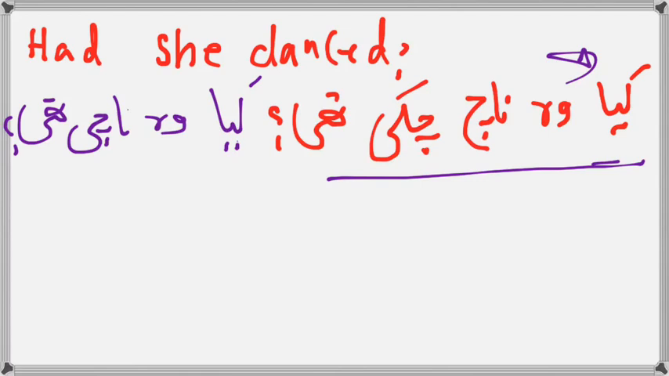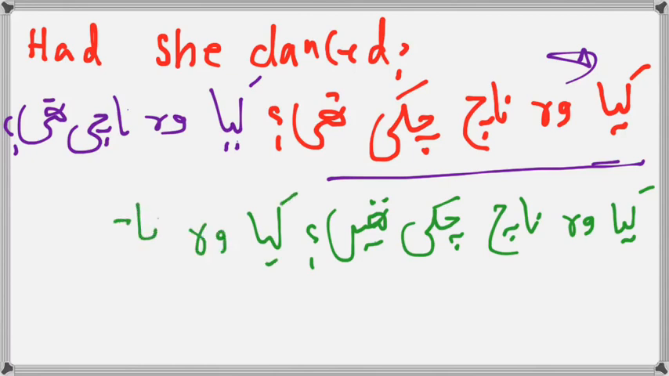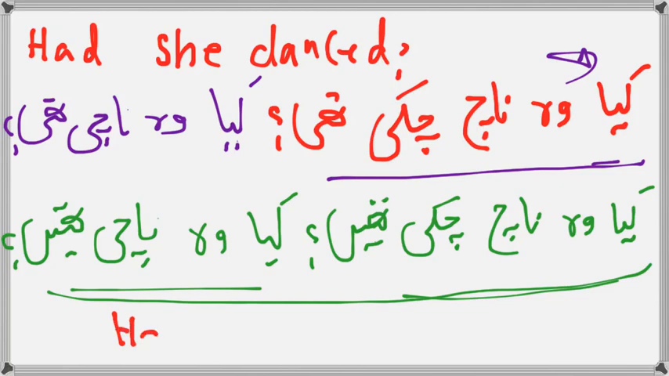And when we want to show some respect, then we say क्या वो नाच चुकी थी, और क्या वो नाची थी. And these two sentences are also used for had they danced when we are talking about a group of females.